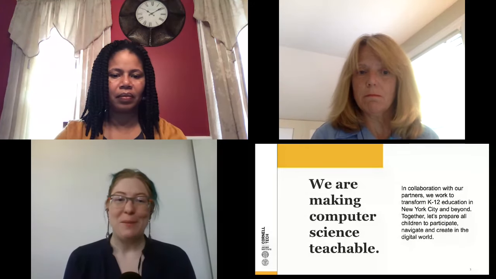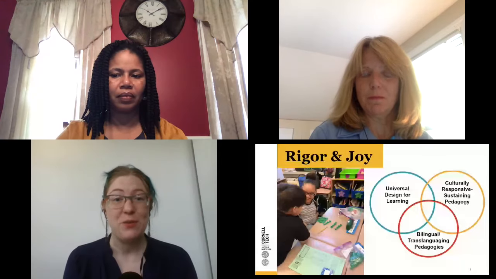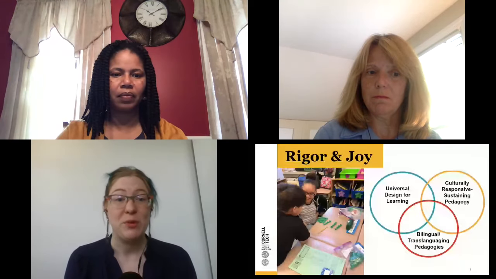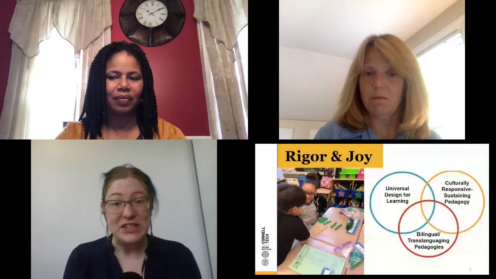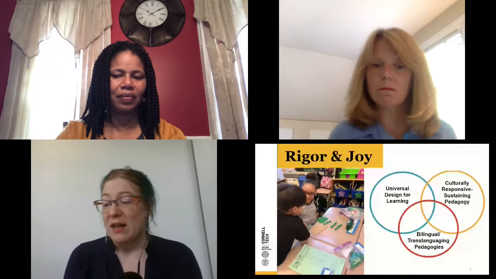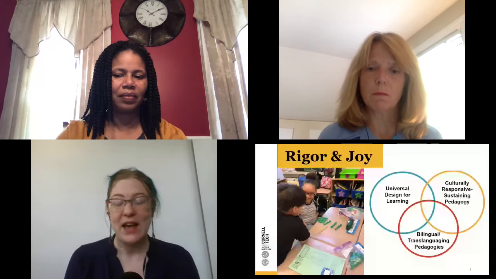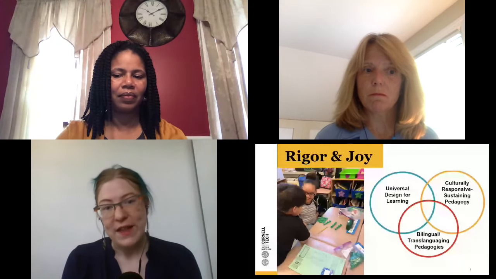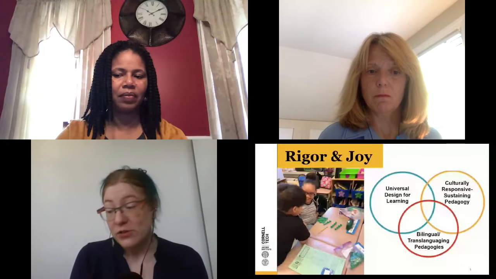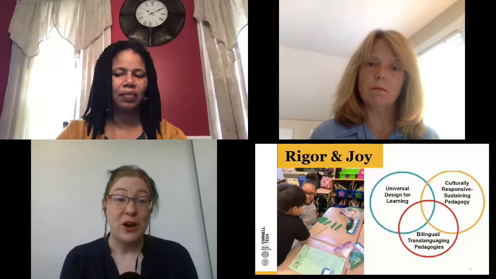So one of our mottos at Cornell Tech is rigor and joy. And we incorporate that into everything that we do, especially into our teacher in residence program, which is a coaching program to equip teachers to equitably teach computer science. And we believe that rigor and joy is at the core of equity. And it also aligns to the 3 different frameworks that we look at as coaches at Cornell Tech. So we try to coach through the lenses of universal design for learning, culturally responsive and sustaining pedagogy, and bilingual and translanguaging pedagogies. And all of those involve rigor and joy at their core.